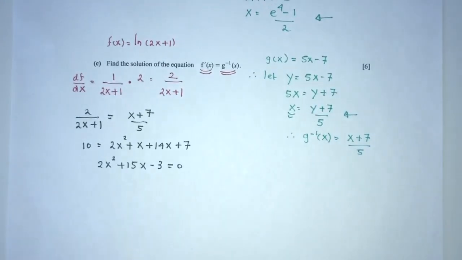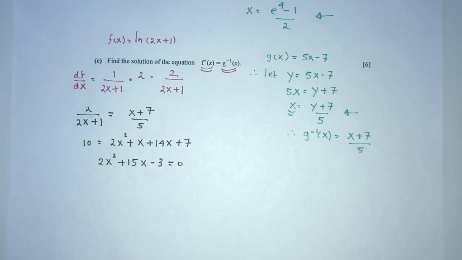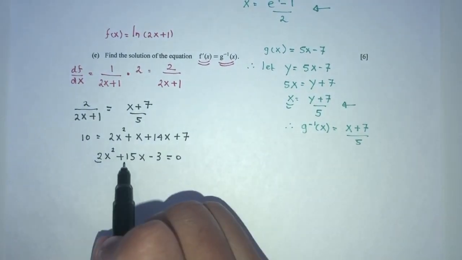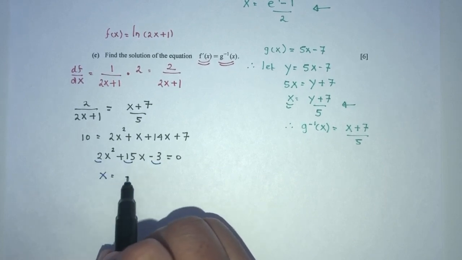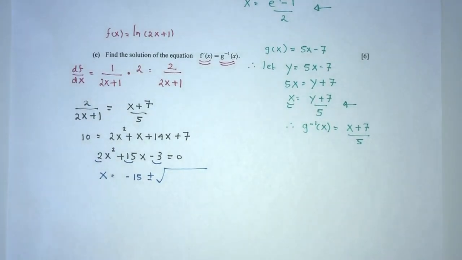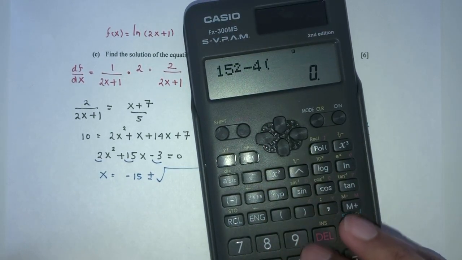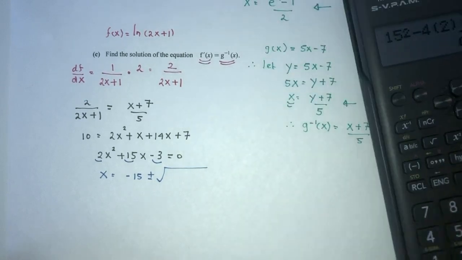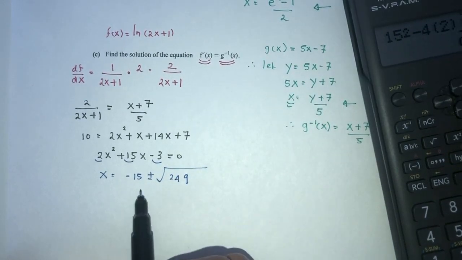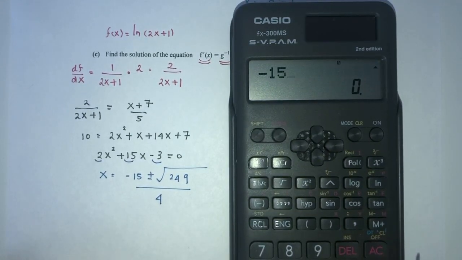Okay, so this is a quadratic equation. So how can we solve this? We can use either factorization or using the formula. But as you can see, it will be quite impossible to factorize, so we will have to use the formula. This is the value of a, b, and c. So x will be minus b plus minus root of b squared minus 4ac. So b squared, 15 squared, minus 4 times a times c. That will be 249. Divided by 2a, that will be 4. Let's see what happens. First value will be minus 15 plus root of 249 divided by 4, that should be.